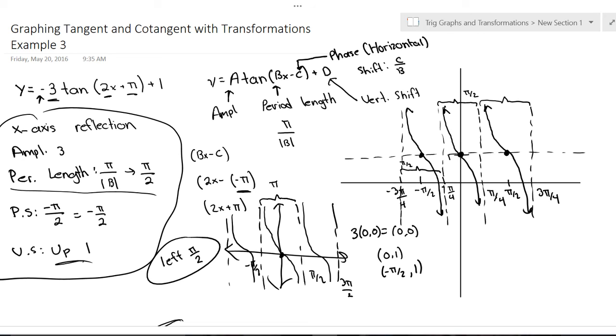So this right here is as hard as it can get. We can make sure we did everything. Did we reflect over the x-axis? Yes, it is now traveling down instead of up. Is our amplitude 3? Yes, it's steeper now. Did our period length change? Yes, now it's pi over 2 instead of pi. And did we move to the left pi over 2 units? Yes, instead of having our important point right at the middle, we moved it over pi over 2 and went up 1. So we had the phase shift negative pi over 2, and we also went up 1.